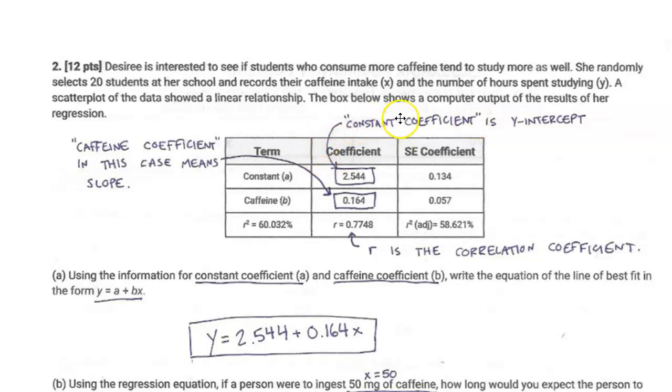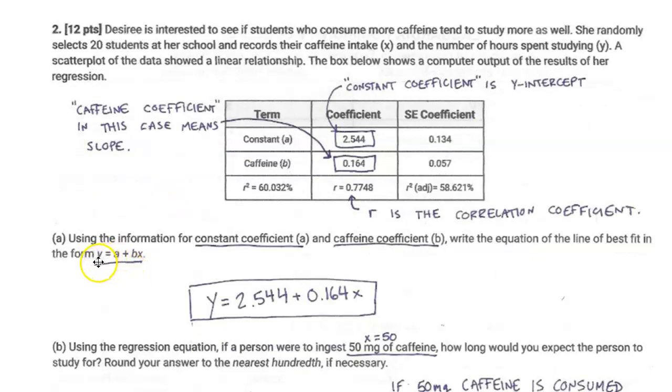You can think of the constant coefficient as the constant in y equals mx plus b, or in terms of the y-intercept. The caffeine coefficient is the number that we're multiplying by the amount of caffeine. Think about that as the slope.